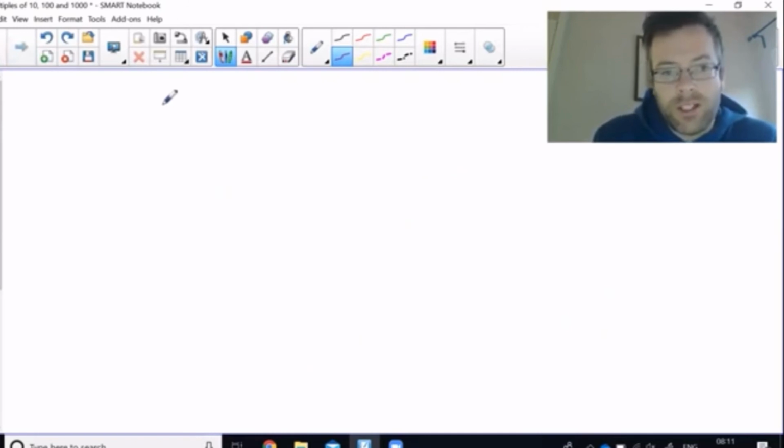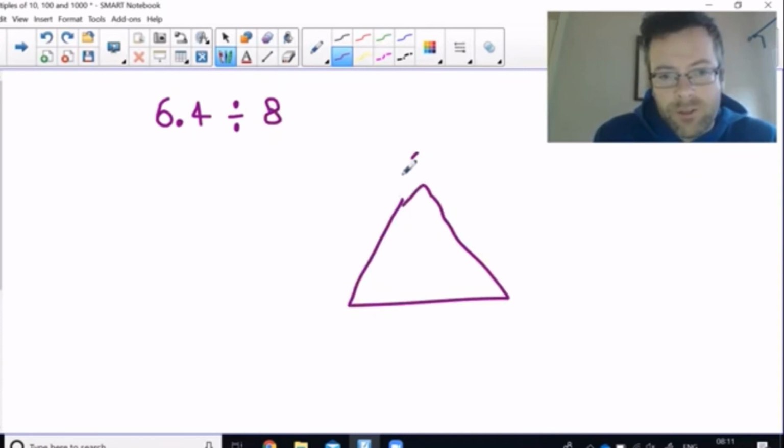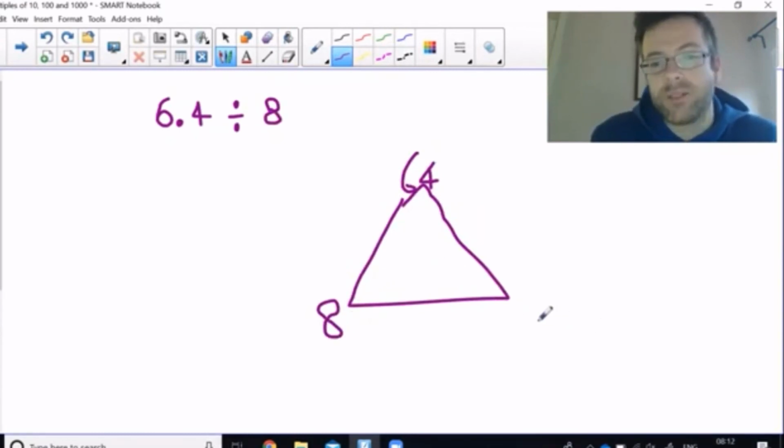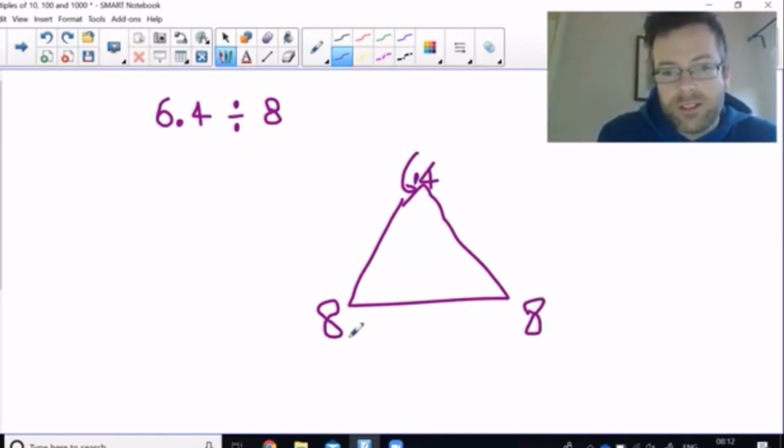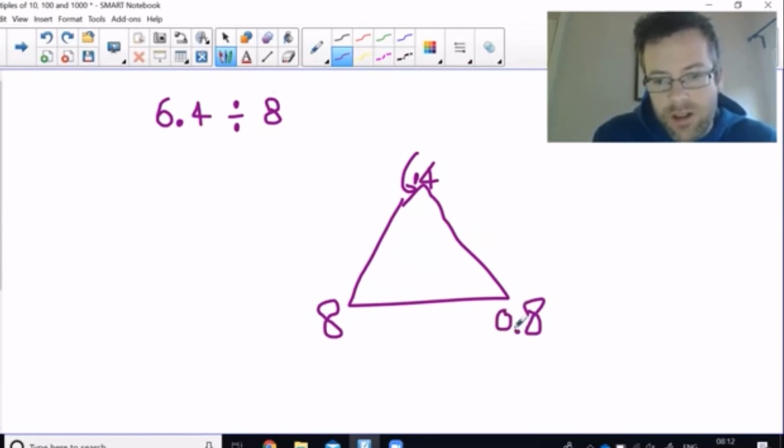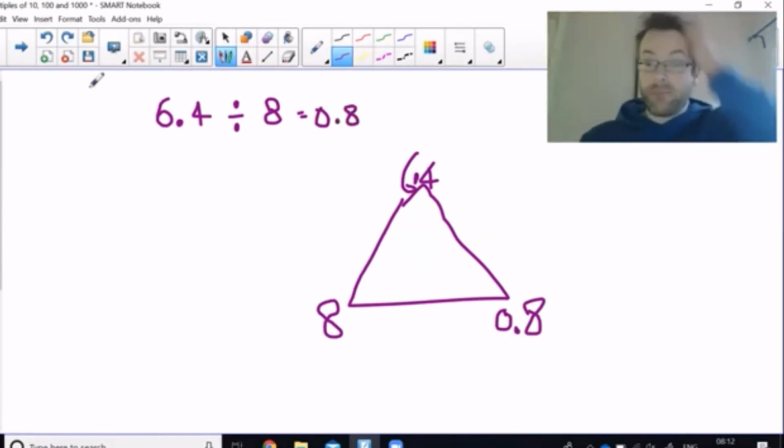It works for things like if we had something like 6.4 divided by 8. Well, I look at that and I go, well, actually, I know that 8 goes into 64. So if I do 64 divided by 8, I know that 8 times 8 gets me to 64. This needs to be 10 times smaller though. So I need to make one of these 10 times smaller. Well, that 8 I want to stay as that. So I'll make this one 10 times smaller. So my answer is 0.8.